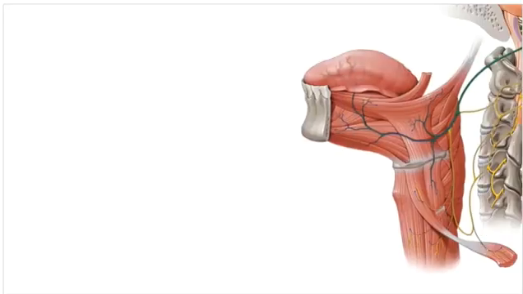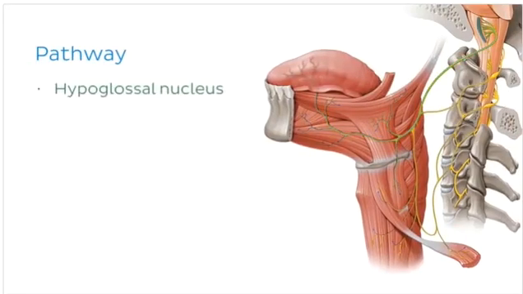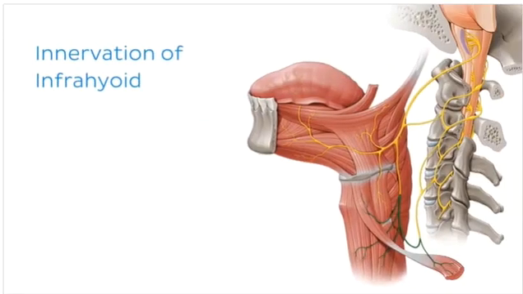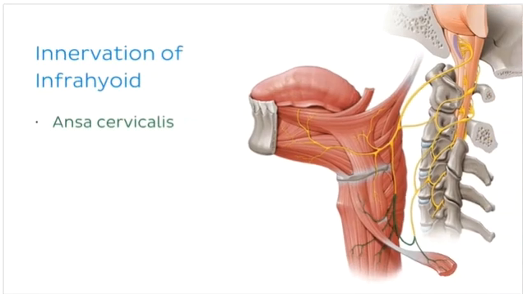Okay, so let's summarise what we've learned today. The hypoglossal nerve, the 12th cranial nerve, originates in the hypoglossal nucleus of the brainstem. It passes through the hypoglossal canal and receives branches from the C1 and C2 spinal nerve, which are given off to the ansa cervicalis, which is part of the cervical plexus.